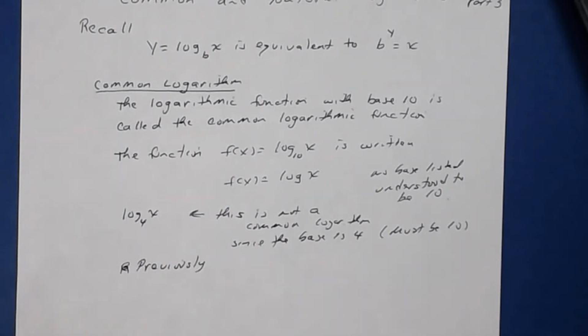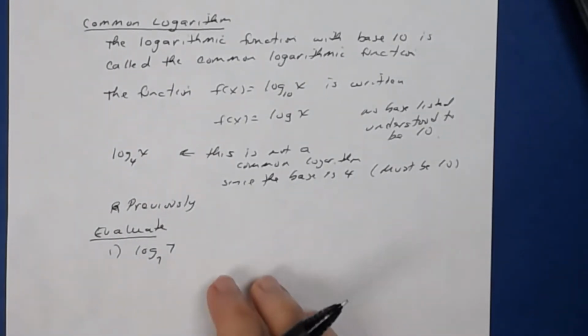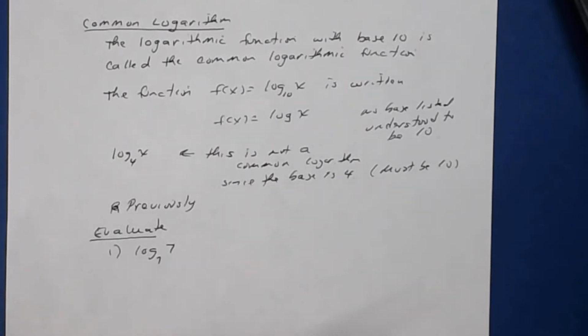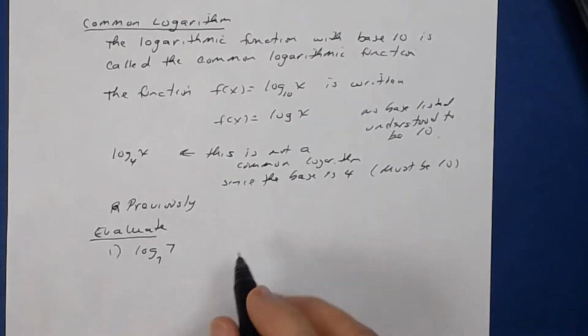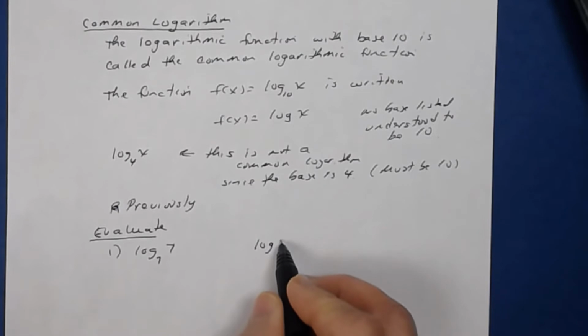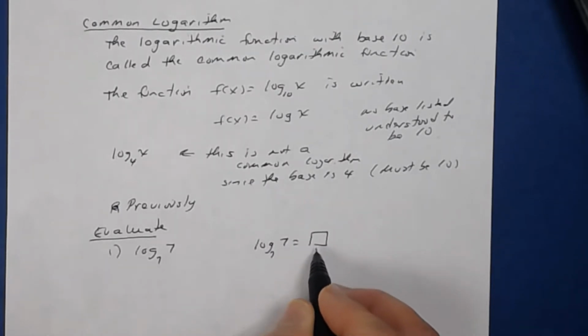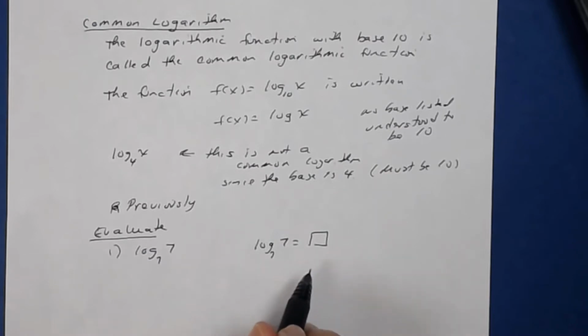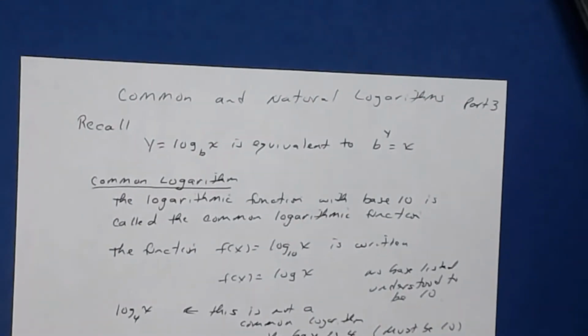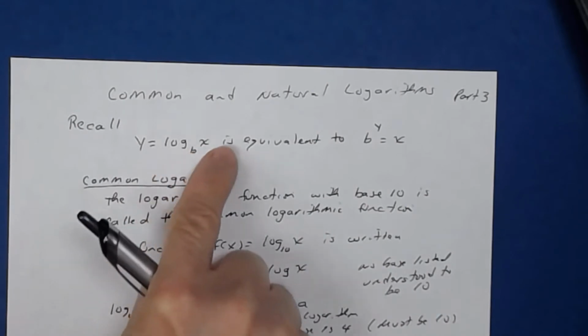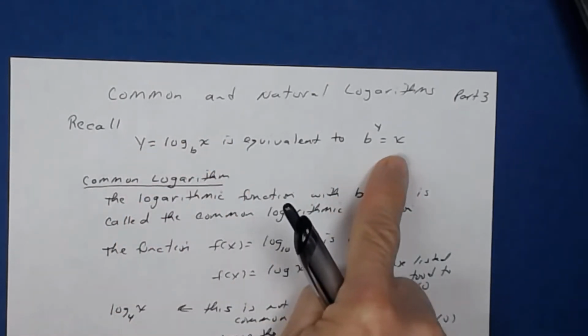One of the things you had to do previously was evaluate things like this. Number 1, we had log of 7 base 7. Do you remember how to find that without using a calculator? In fact, you don't know how to use a calculator at this point with this, but do you remember how to do that? We said log of 7 base 7 was equal to a box, trying to figure this out, and then we changed this to an exponential. That's how we went from a log equation to an exponential equation.